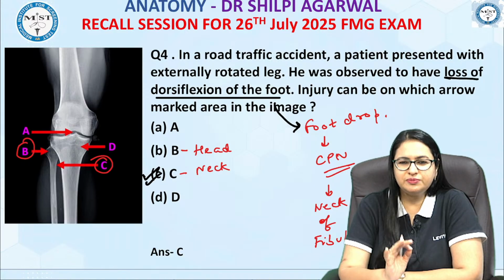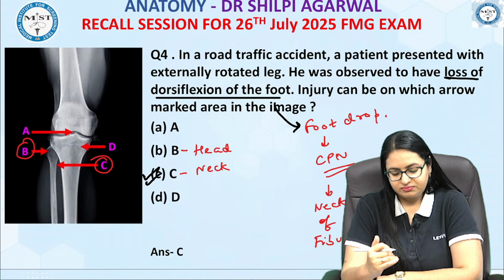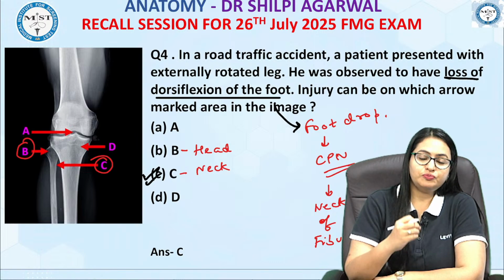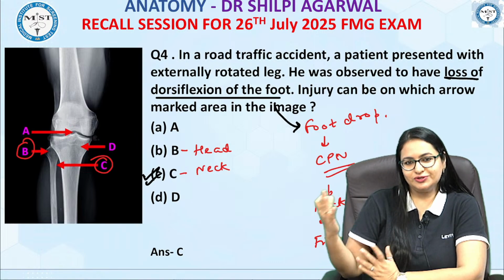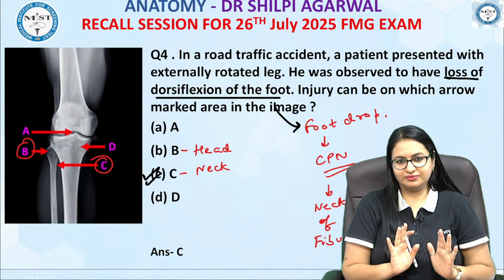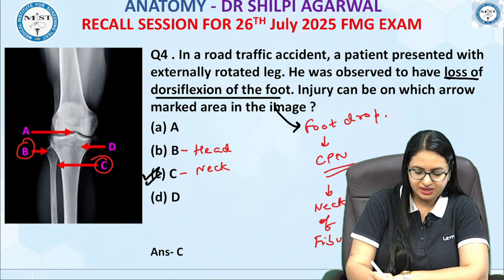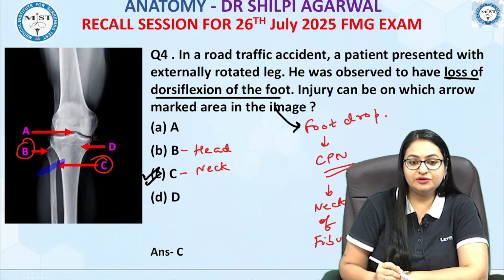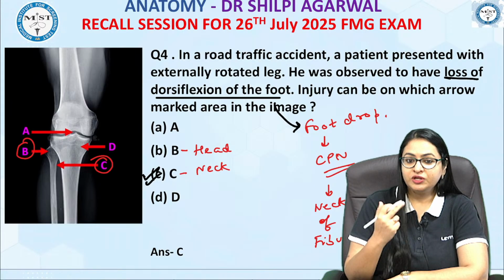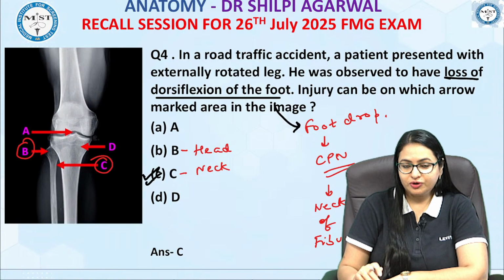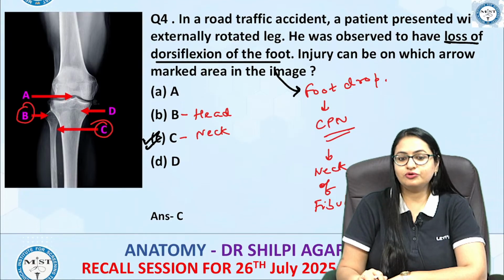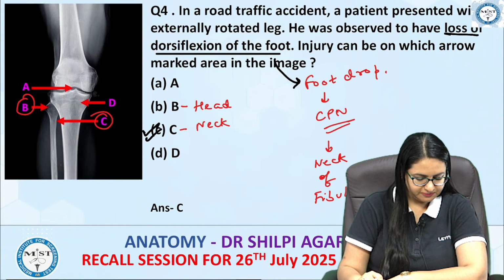This ABCD is because we don't know if it was perfectly ABCD in that image also, but yes, the arrows were here. So if the arrow is at this point, then we know this is the neck of fibula, around which the common peroneal nerve winds, and therefore there is foot drop or loss of dorsiflexion.